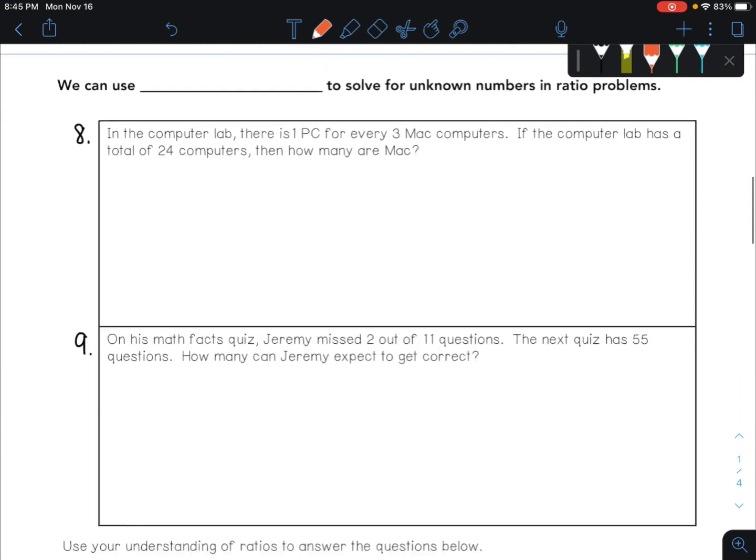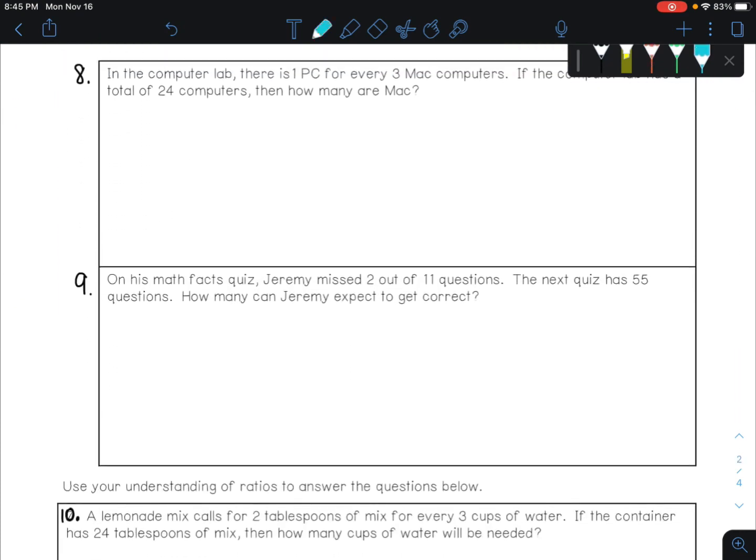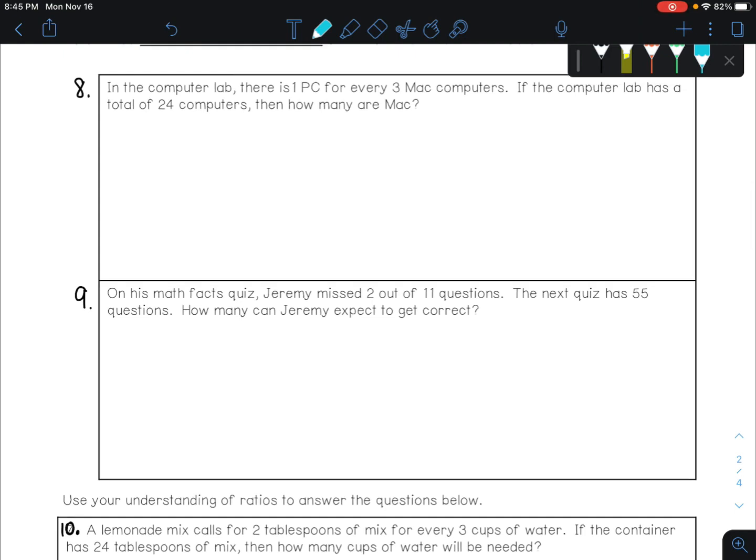Okay, let's try another one. So in the computer lab, there's 1 PC for every 3 Mac computers. That right there is our ratio, 1 to 3. It's PC to Mac. If the computer lab has a total of 24 computers, then how many are Mac? Now, I did catch that word total. Neither of these are a total. 1 and 3 are just part of the number of computers that we have.